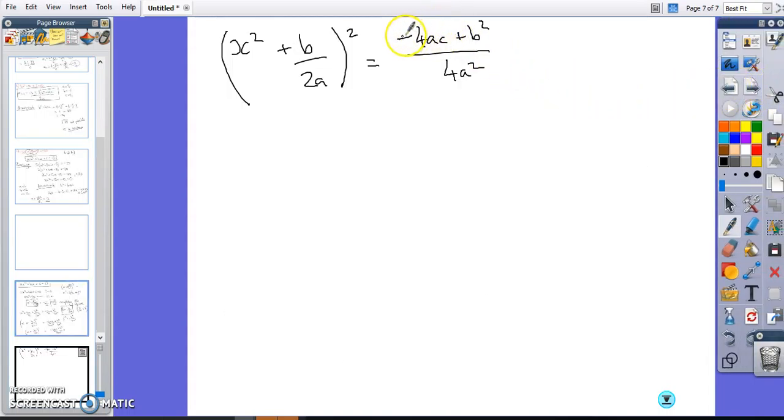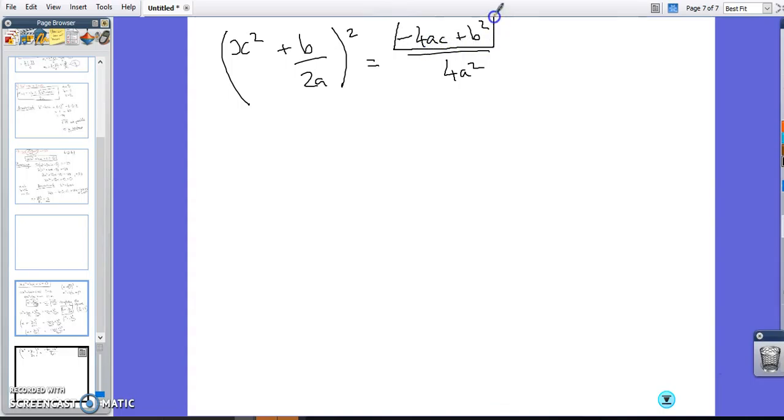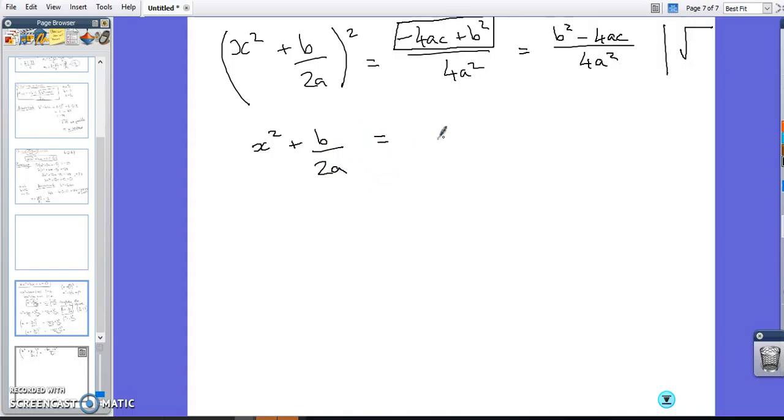So, you'll notice that this looks very much like our discriminant, and actually I could rewrite this as b squared minus 4ac over 4a squared. Then I'm going to take the square root of both sides. So on this side then, I have x plus b over 2a is equal to plus or minus the square root of b squared minus 4ac, because of course if I take the square root, then it's either the positive one or the negative one, so that's where this plus or minus comes in, all over 2a.